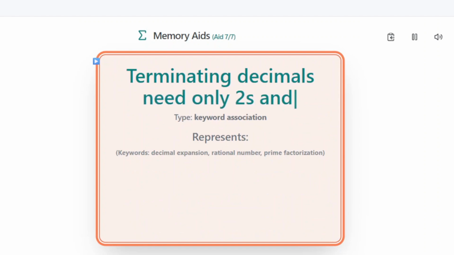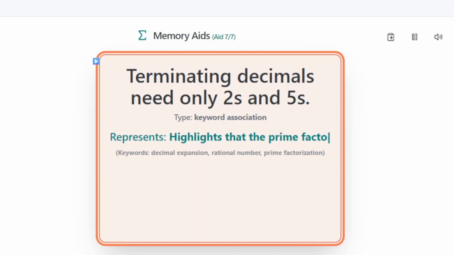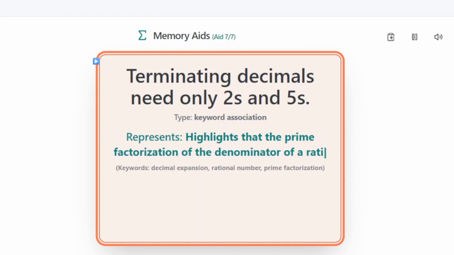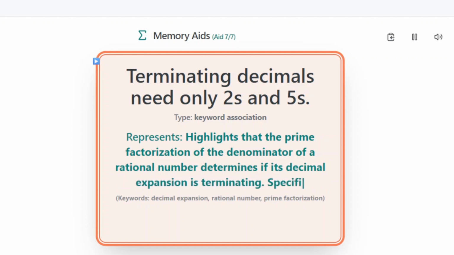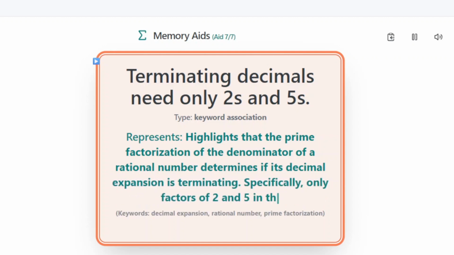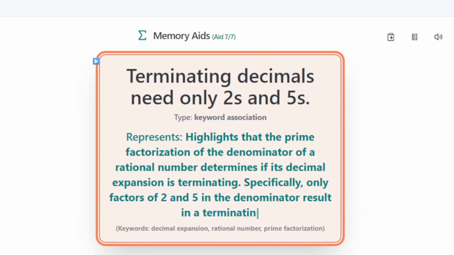Terminating decimals need only 2s and 5s. This highlights that the prime factorization of the denominator of a rational number determines if its decimal expansion is terminating. Specifically, only factors of 2 and 5 in the denominator result in a terminating decimal.